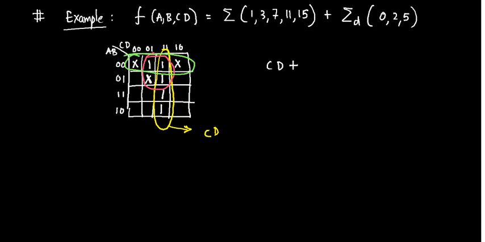I can combine. So if I consider this red one, the possibility would be A bar D, and the other possibility would be CD or the green one, A bar B bar. So this is one possibility, that is another possibility. Both have the same cost. So there are two possibilities here.